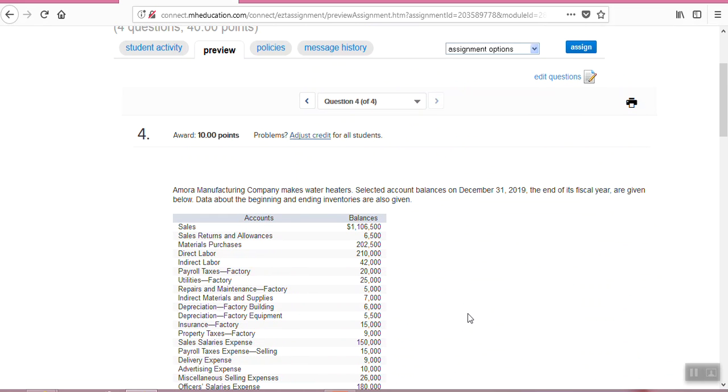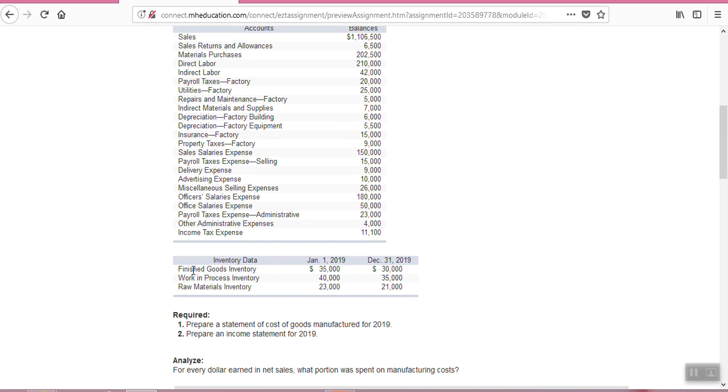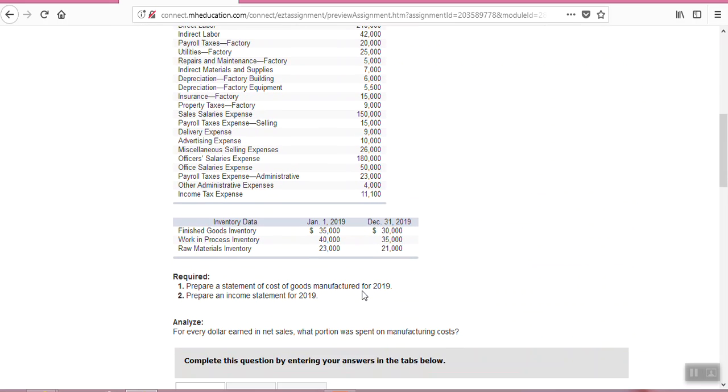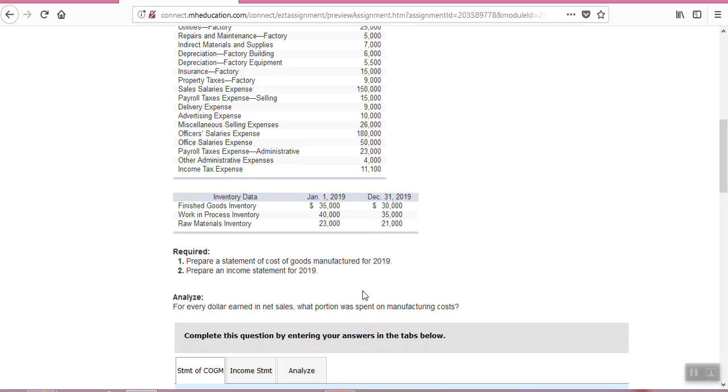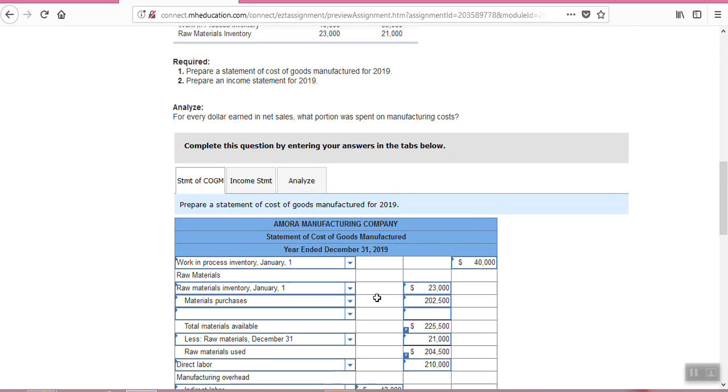So this one has to do with a Morrow manufacturing company. They make water heaters. We've got some balances here and they don't tell us debit or credit. We've just got some balances. We've got some inventory data and it says we're going to do a cost of goods manufactured and an income statement. And this problem is really long, so the best advice I can give you is to find a picture of these statements in your textbook and kind of follow along with them as a template.